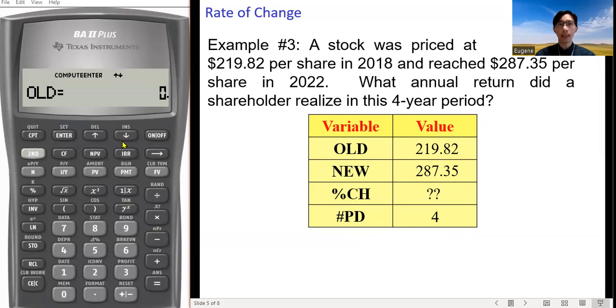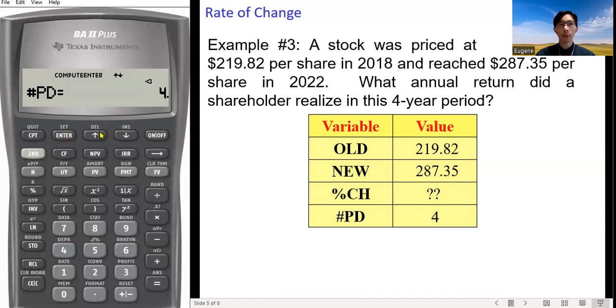Get to the calculator and do the input. The variable O, 219.82, press enter. And then the variable new, 287.35, press enter. The variable PD is 4. Press enter.